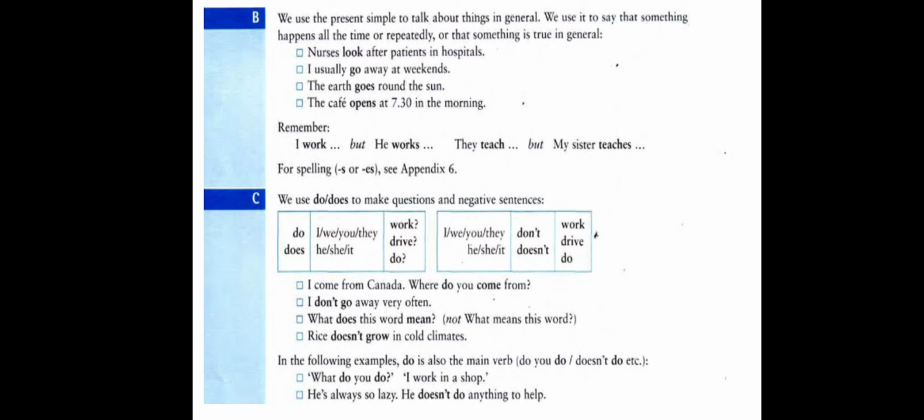What does this word mean? The original sentence, for example, is "this word means lucky." The subject is singular, this word, so we use S with the verb mean. So it becomes "this word means lucky."